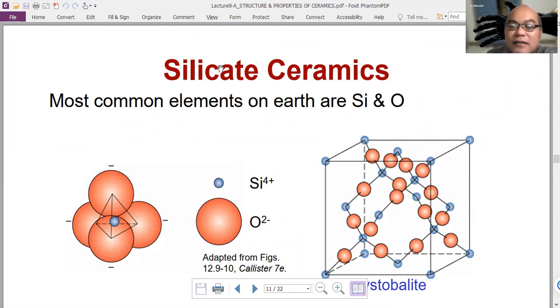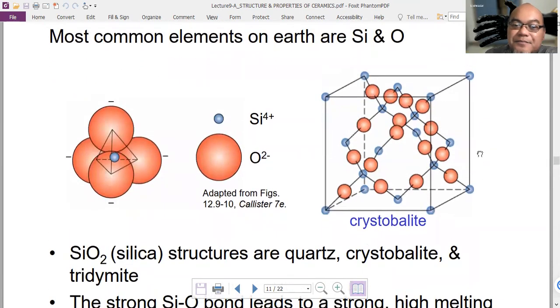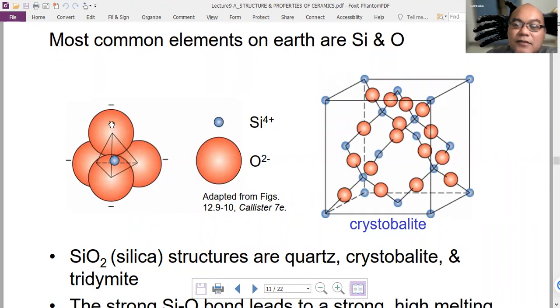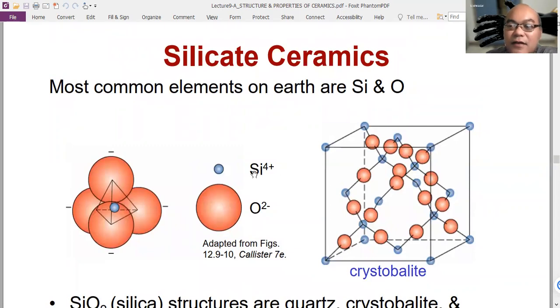Okay, this is another example of ceramic, silicate ceramic, which is one of the most common ceramics we find on Earth, in the form of clay, for example, or on beaches, where the sand itself is a kind of silicate ceramic. It is formed from silicon and oxygen. In silicate, one silicon is surrounded by four neighboring oxygen atoms to form a tetrahedral structure. The silicon releases four electrons to become a silicon 4 plus cation, while the oxygen captures two electrons to become an oxygen 2 minus anion. And this is one of the crystalline structures, called cristobalite.